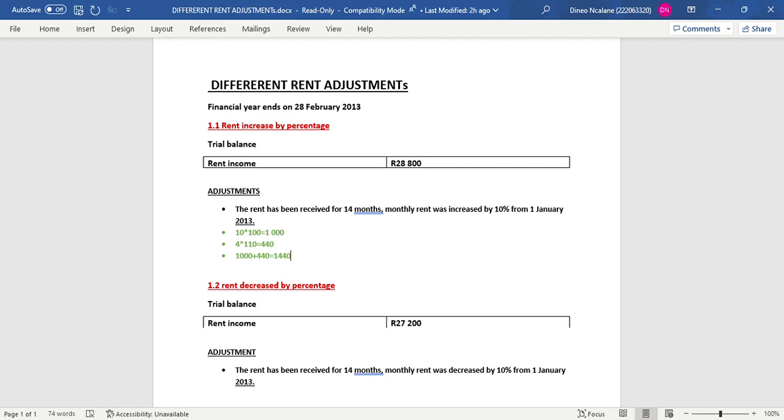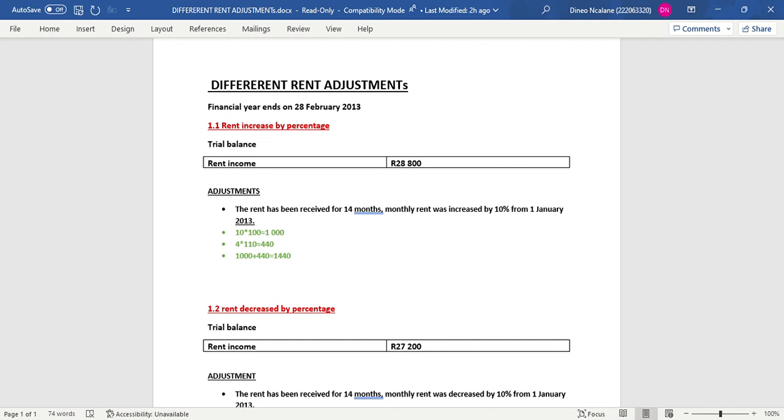So what are we trying to do here? We want to find a ratio to calculate the money before the increase and the money after the increase. Let's continue. Now we are starting to calculate. Let us look at the rent as per trial balance. It's 28,800. Let's highlight this with red. Okay, red is good.